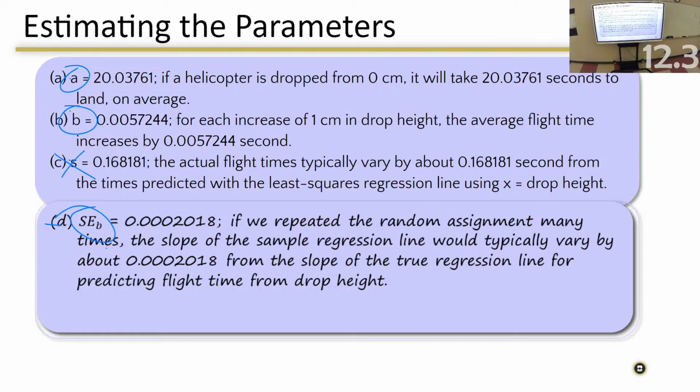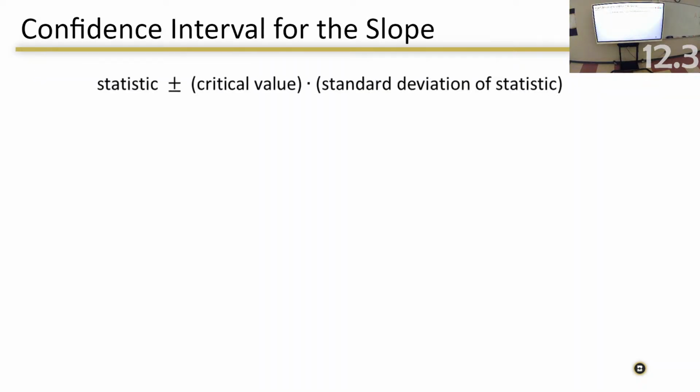Okay, any questions? Okay, confidence intervals for slope. Again, slope. Everything's going to be about the slope, not the y-intercepts. We know that this is already our formula. You have to turn these into variables. Well, the statistic is going to be B.